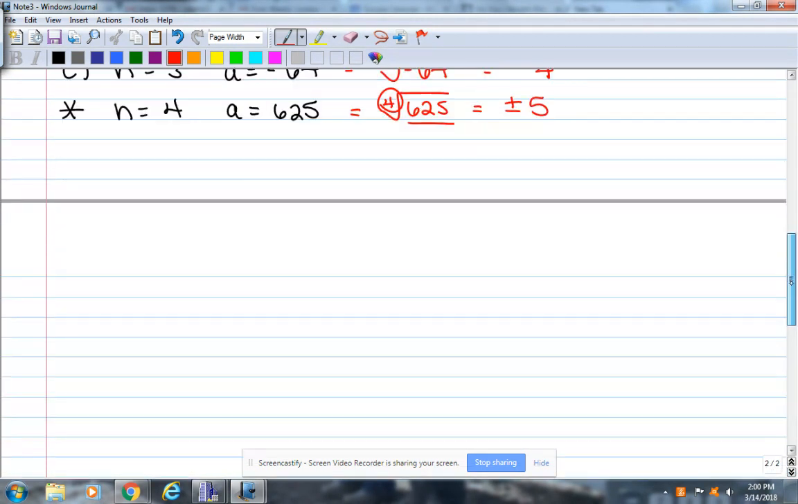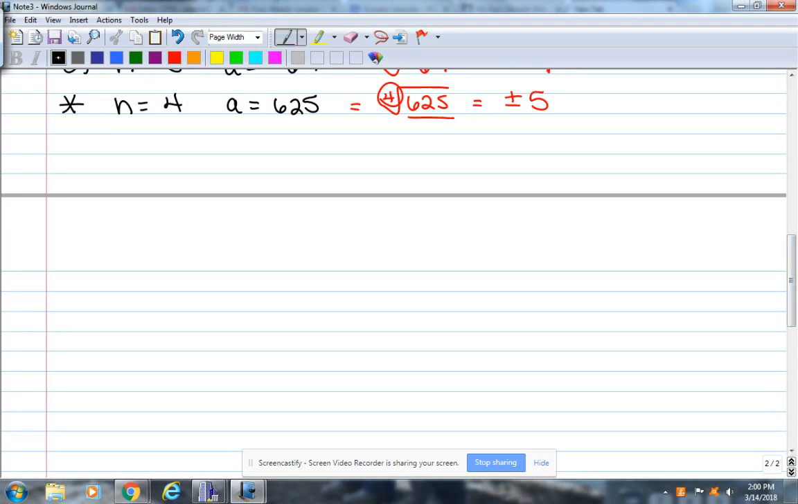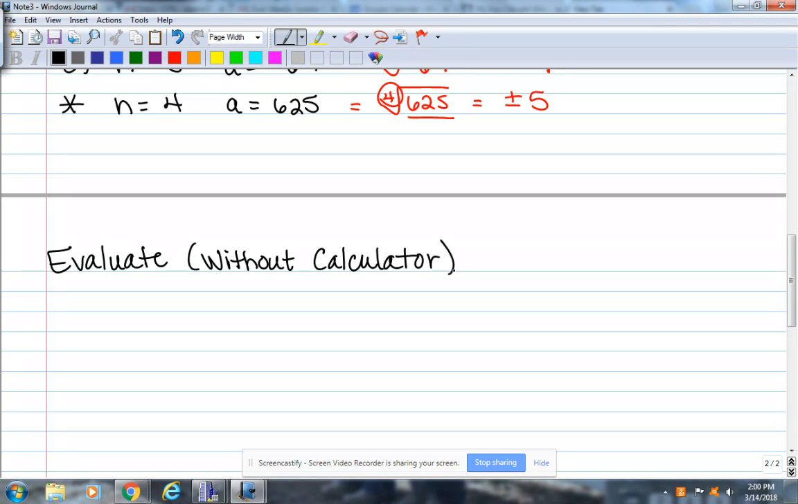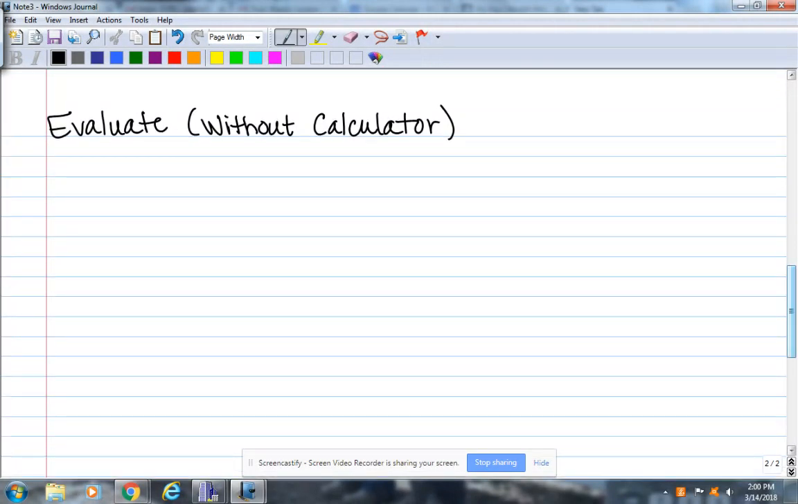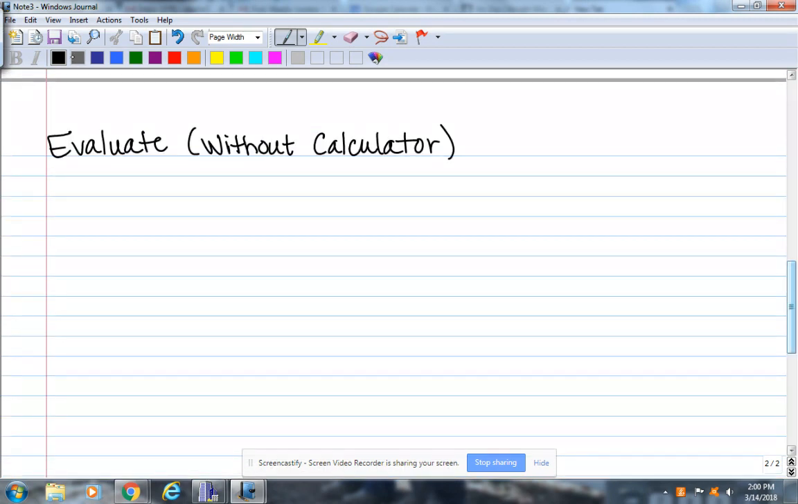Okay. Next thing we're going to do is evaluate these. And we're going to do it this time without the calculator. And in a little while, we'll learn how to do it with our calculator. It's very important that you follow directions here because on your practice, you're going to have to do some without the calculator, some with the calculator. So this is example what? D?